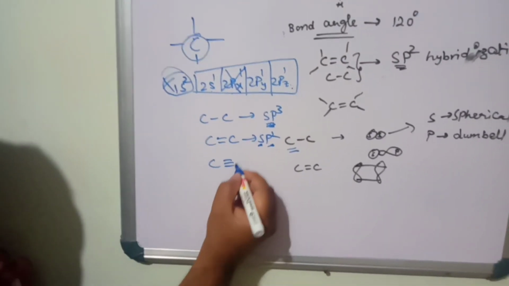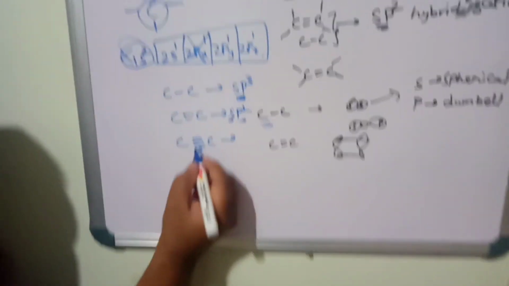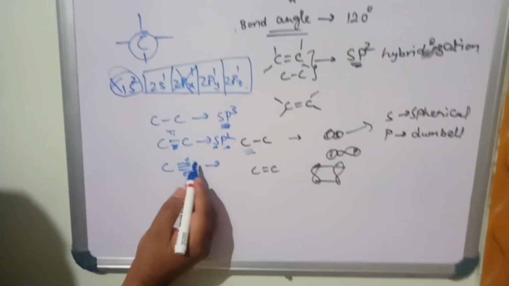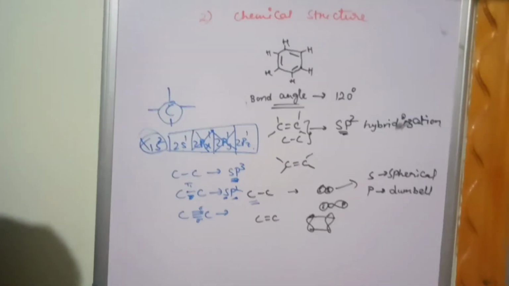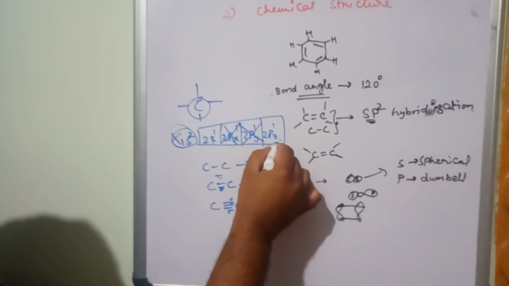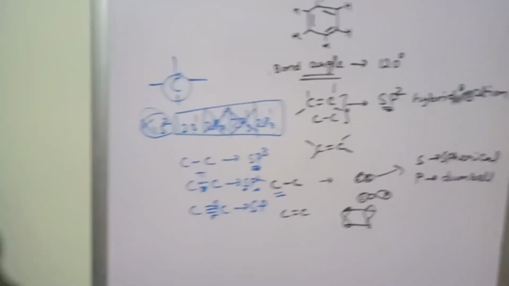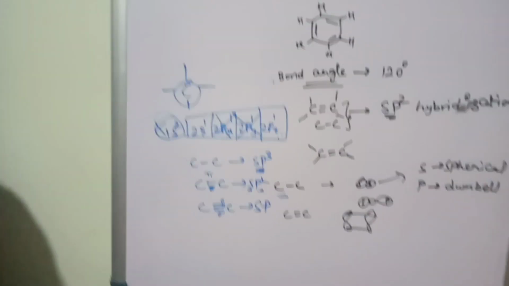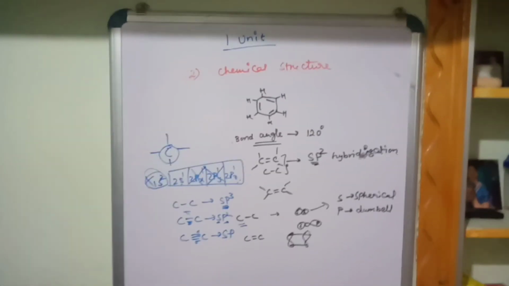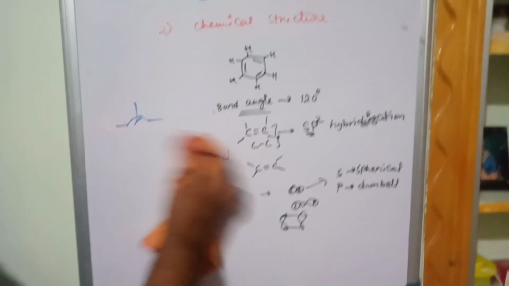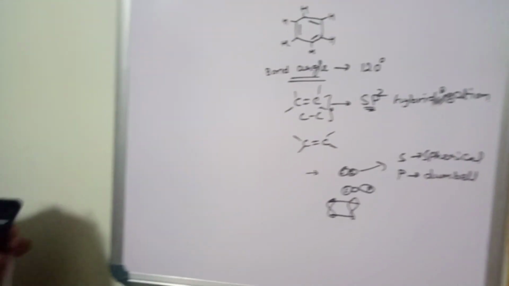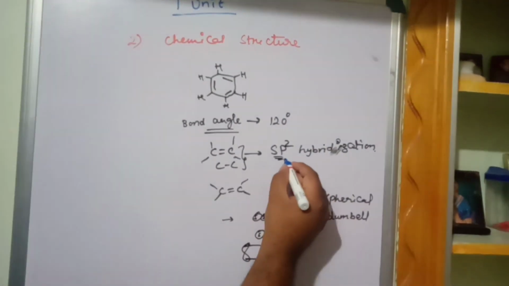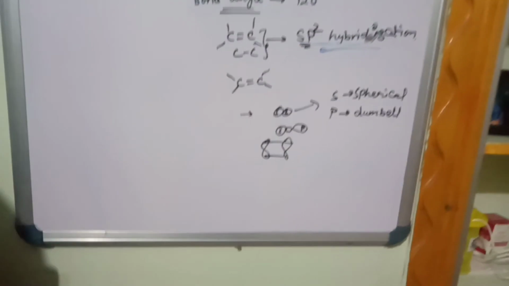Now C triple bond C. Here you have 1 sigma bond and 2 pi bonds. In the previous case, 1 sigma bond and 1 pi bond. But here 2 pi bonds are there, meaning 2 unpaired electrons are involved in pi bond formation. So the 1 s orbital overlaps with 1 p orbital. That's why it is sp hybridization. This is the general hybridization to understand based upon valency. But practically, I have seen that benzene is in sp2 hybridization.